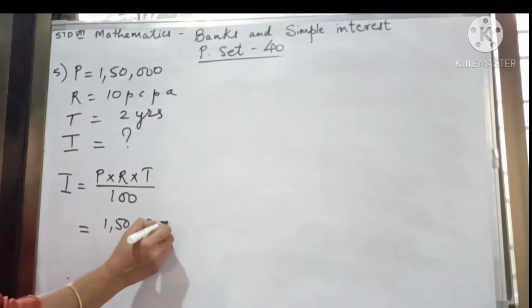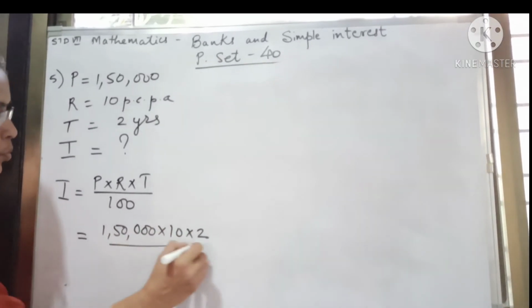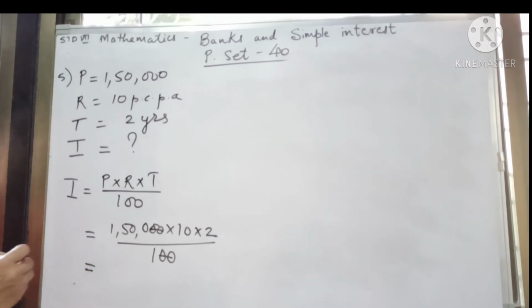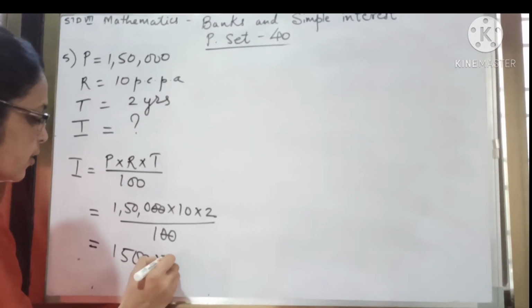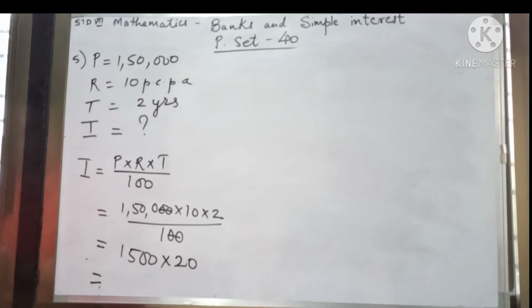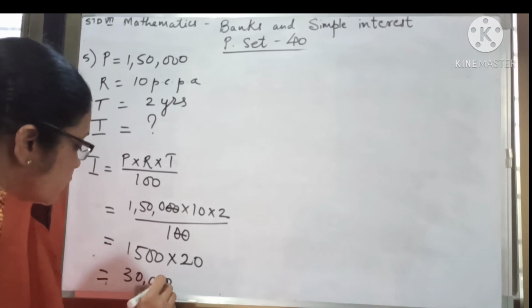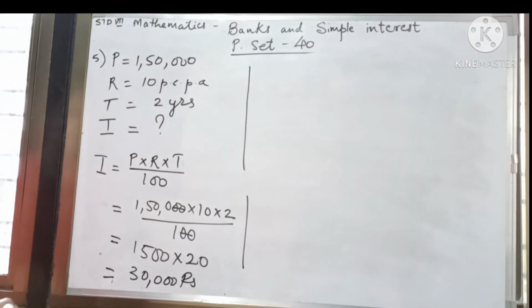1,50,000 multiplied by rate 10 multiplied by 2 upon 100. These two zeros get cancelled. So we have 1500 multiplied by 20. So this comes to 30,000. So this is the first part of the sum.